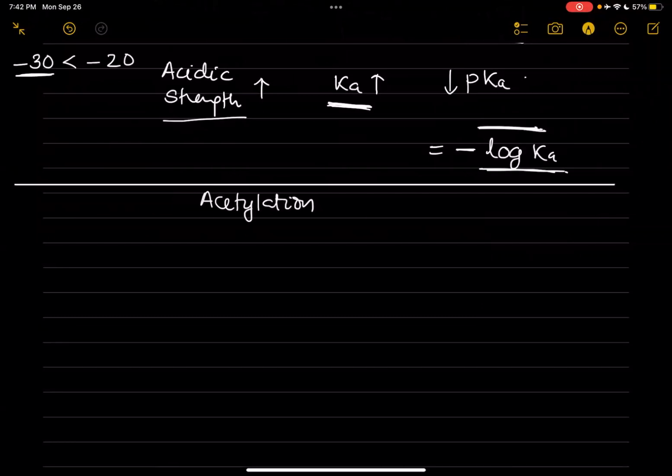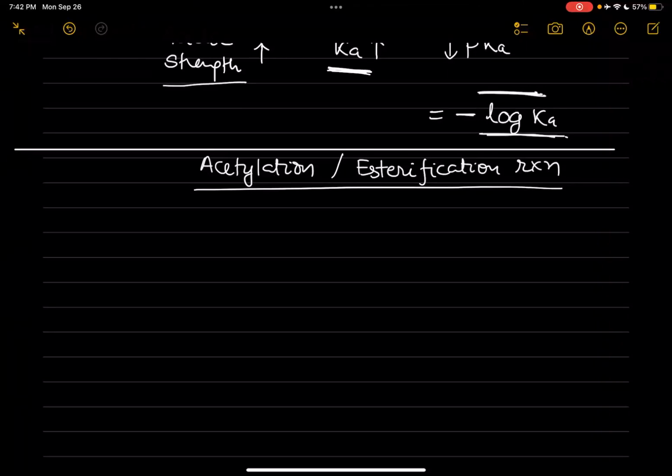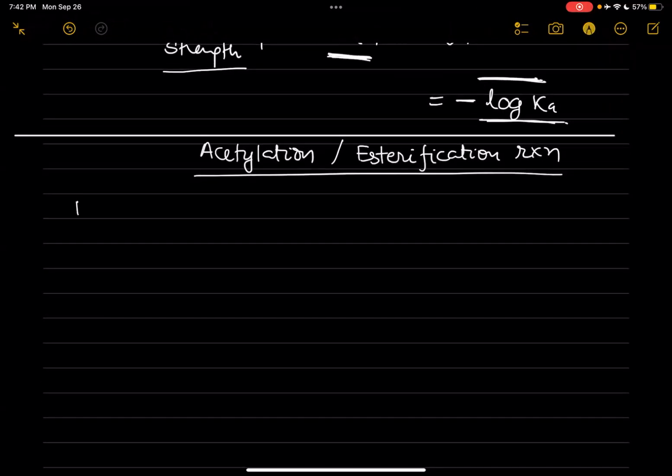Acetylation or esterification reaction. Okay, right. So what do you mean by esterification? You might have studied it in your junior classes. Any idea? So this is a characteristic reaction of alcohols. So this is an alcohol.